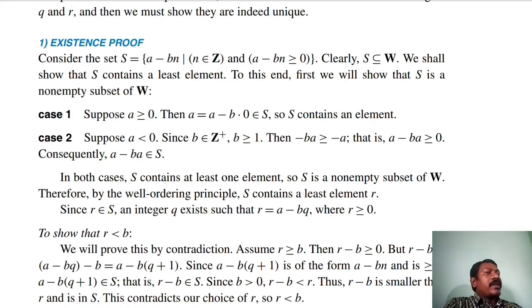A greater than or equal to ab. So if you bring ab to the left hand side, you will get a minus ba greater than or equal to 0, where a is an integer. Then it is an element in S. So a minus ba belongs to S. That is, in both cases S contains at least one element. So S is a non-empty subset of W.